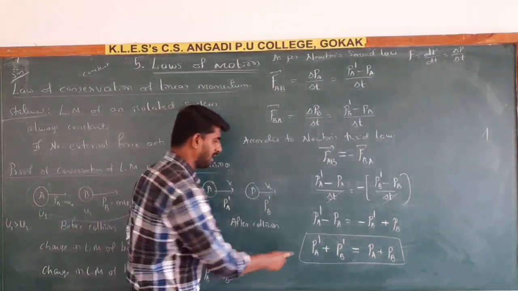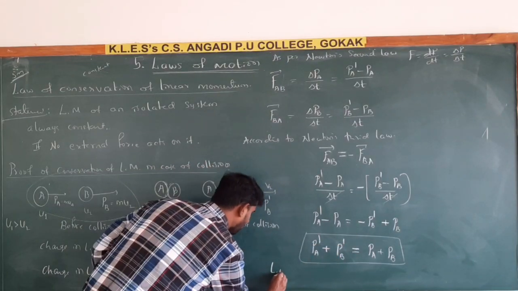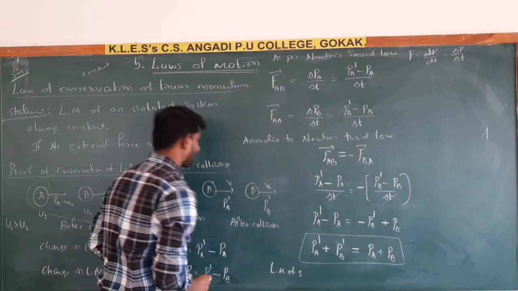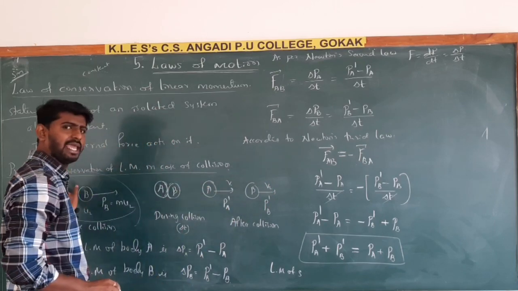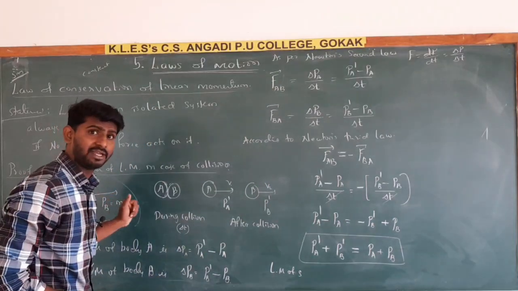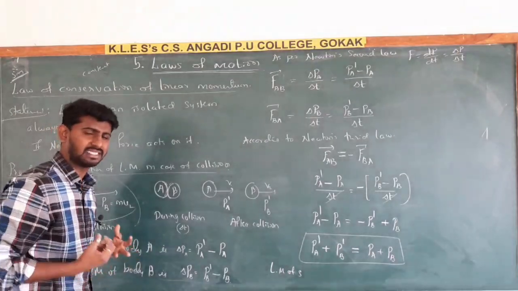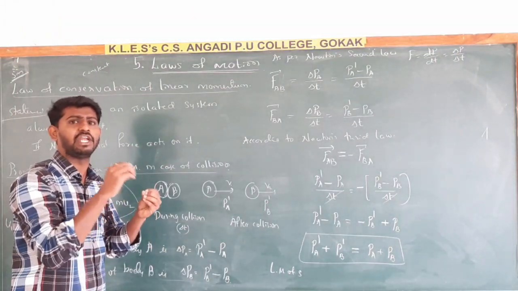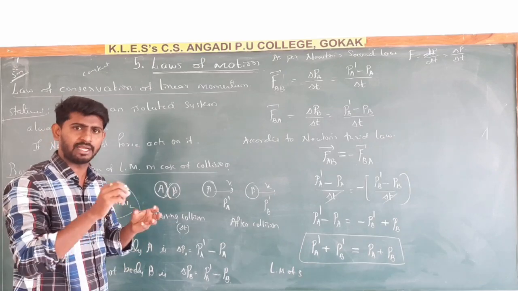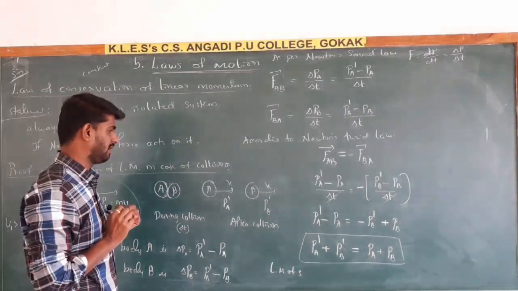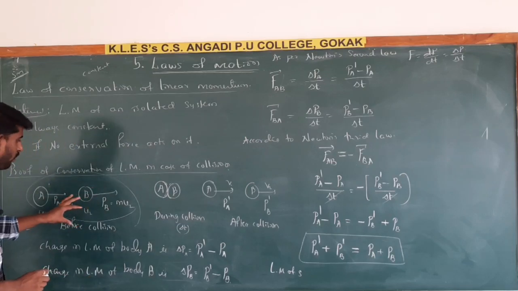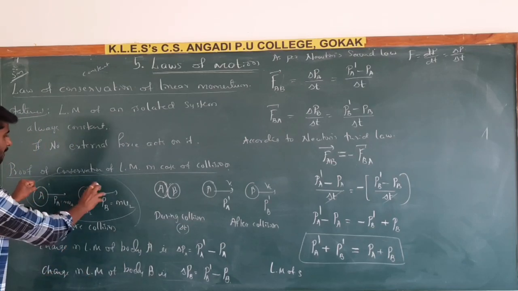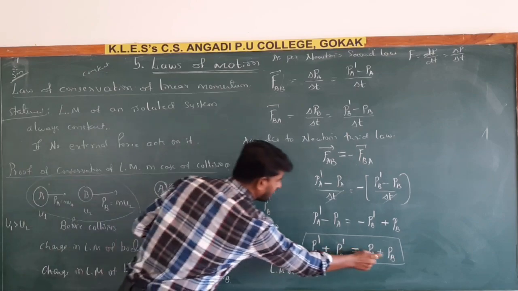So now what do I write? The dash means after. Linear momentum of the system: how many particles are in the system? Particle A and particle B. So the total linear momentum of the system means you should add the linear momentum of the individual particles. So the linear momentum of the system before collision is the linear momentum of the first particle plus that of the second particle, PA plus PB.